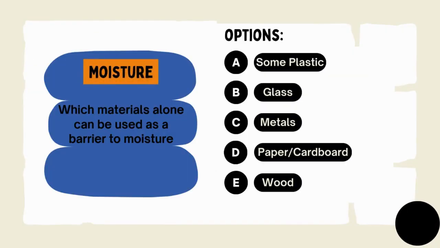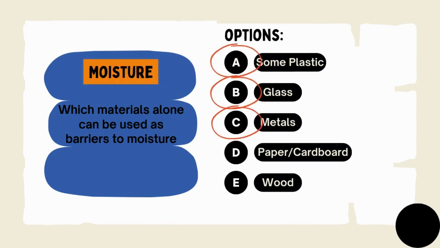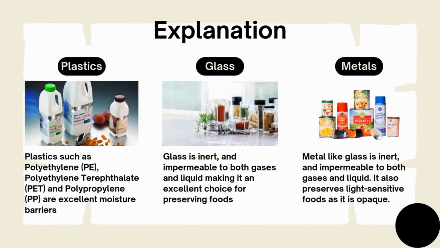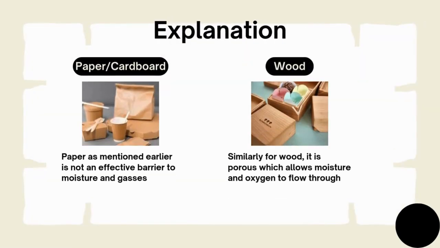Let's look at the factors to consider when choosing packaging material. Among these materials, which do you think can be used as a moisture barrier alone? The answers are A, B, and C. The reason being, not all plastics are impermeable to moisture. Only some plastics like PE, PET, and PP are excellent moisture barriers. Glass and metals are impermeable to gases, which makes them perfect for preserving moisture-sensitive food. As mentioned in earlier slides, wood and paper allow air to flow through them, which will leave moisture-sensitive foods vulnerable.